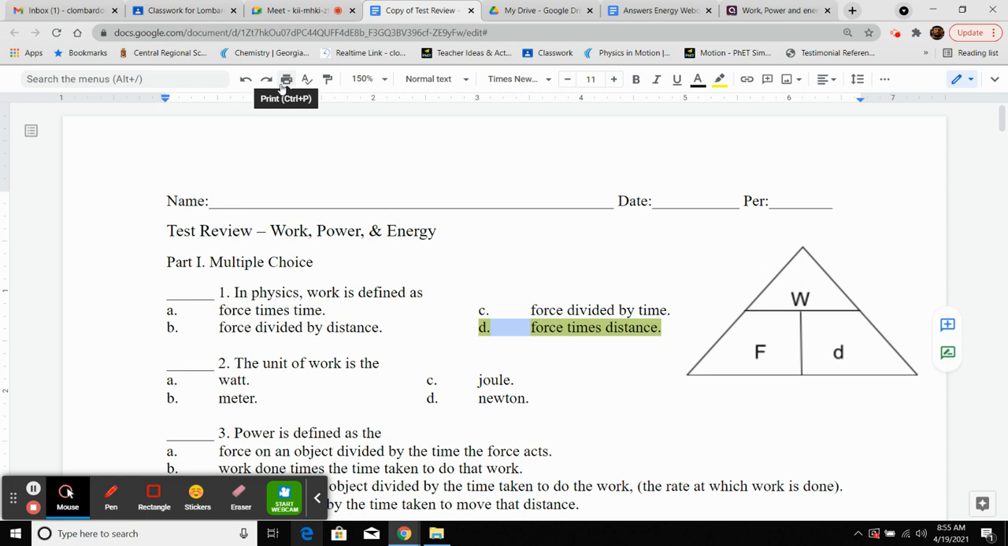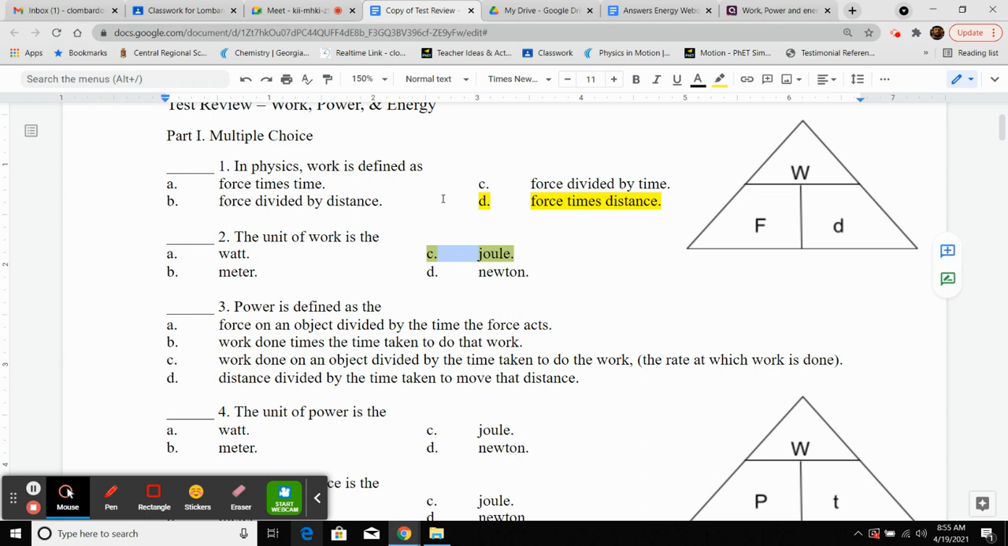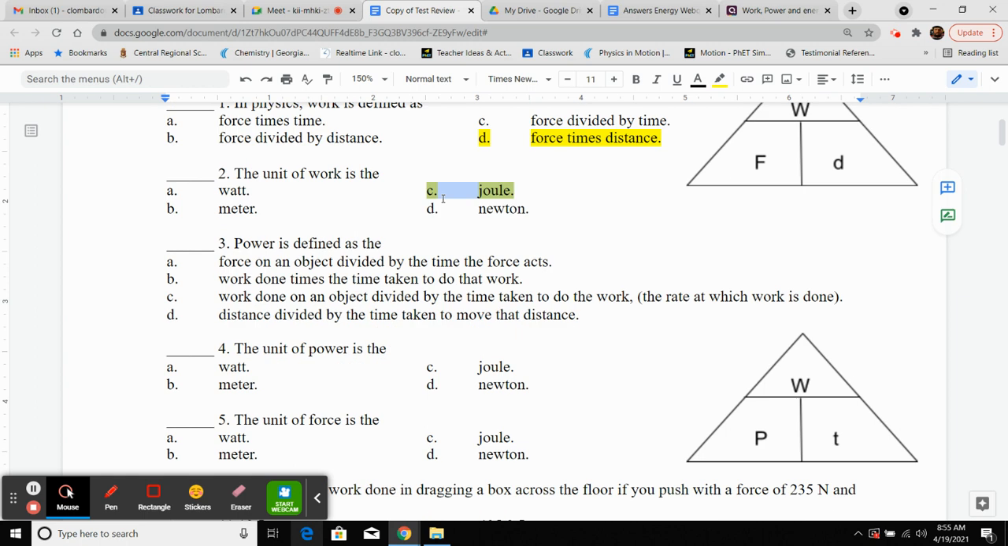So, can someone give me the answer for number 2? What is the unit for work? Yes. C, the joule. You're not wrong. Ba-bam. All right. What about the next one? Anyone have a chance or an idea for what the next one should be?